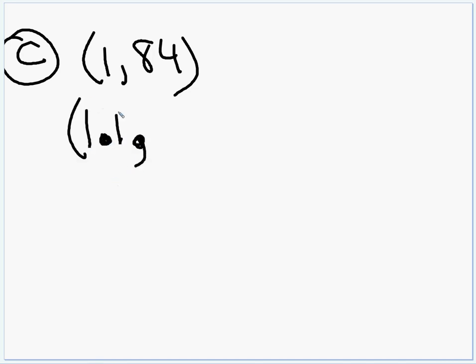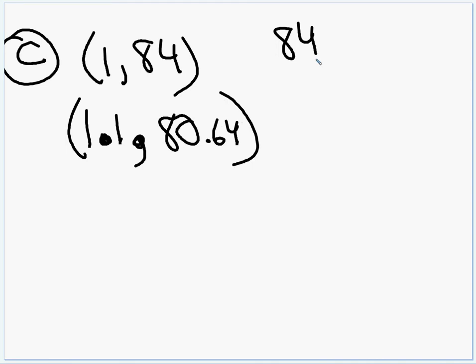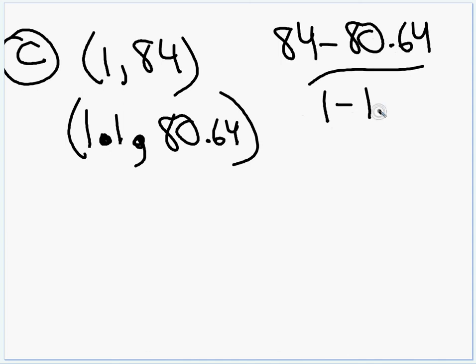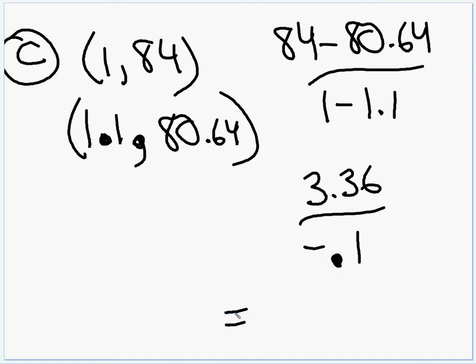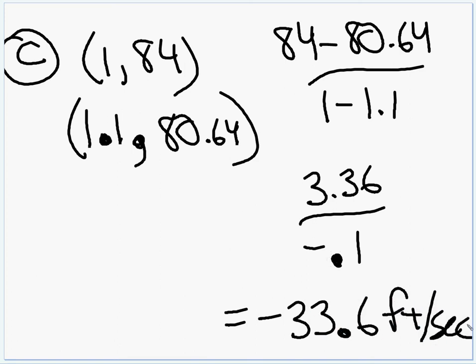Part C, we are going to use the same point 1 comma 84, but now our new point is 1.1 comma, and we put that in our negative 16t squared plus 100 function, and we get out 80.64. Put it into the slope, 84 minus 80.64 over 1 minus 1.1. We get about 3.36 over negative 0.1, and that turns into negative 33.6 feet per second as an average.